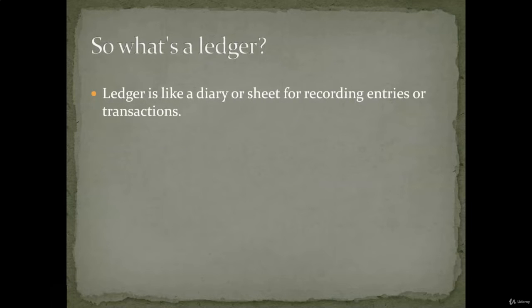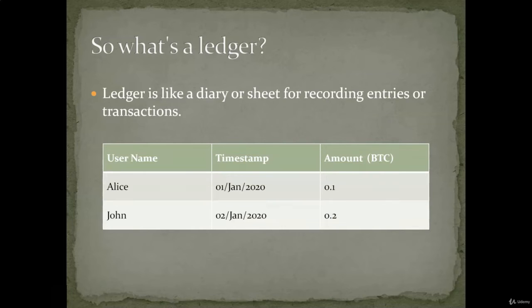Let's understand first what a ledger is. A ledger is like a diary or sheet for recording entries or transactions, usually financial transactions. For example, Bob gives Alice 0.1 BTC on 1st January and 0.2 BTC to John on 2nd January. So considering Bob is maintaining a ledger, he will write two entries in his ledger with respective details of the transactions. So how will our ledger look then?